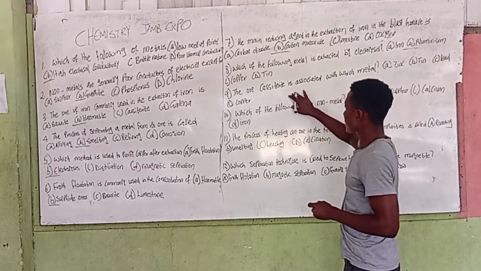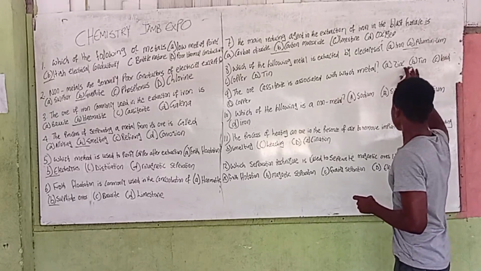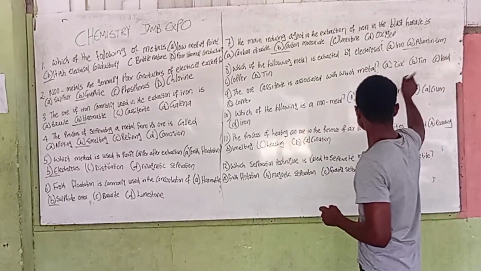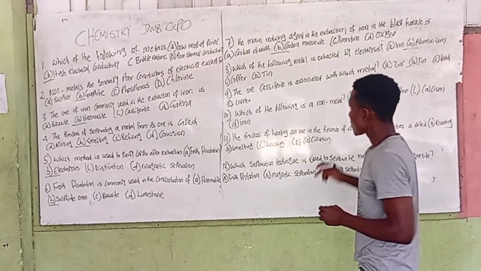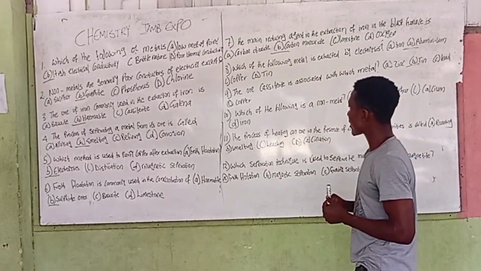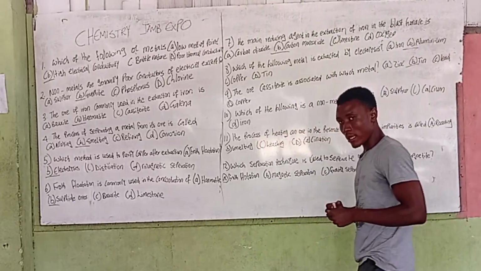The next question: the ore cassiterite is associated with which metal? A. Zinc, B. Tin, C. Lead, and D. Copper. The correct answer there is tin. Tin is extracted from the ore known as cassiterite.